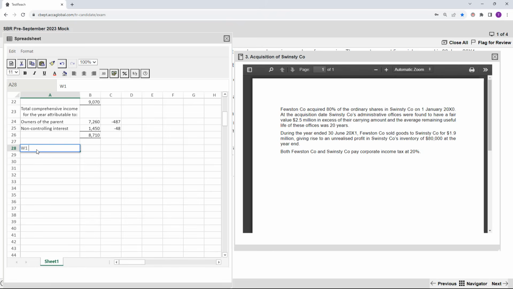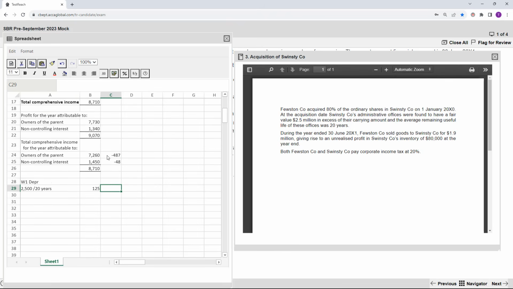And the first working I think we're going to have is in respect of the depreciation, and this is in respect of Swinsty. So what we've done is we've got an additional fair value adjustment of 2,500, but this is going to cause additional depreciation to be charged over 20 years. Now, if that was over 10 years, that would be 250. So we've got an additional depreciation charge of 125.